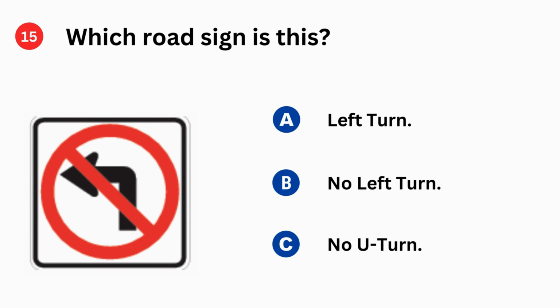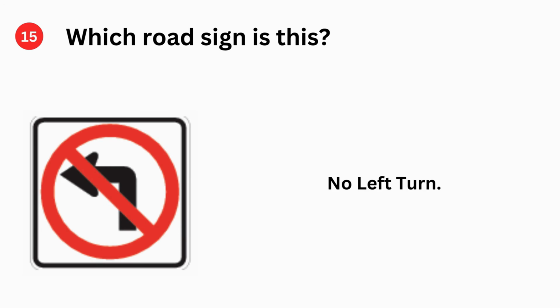Which road sign is this? A. Left turn. B. No left turn. C. No U-turn. Wonderful! It is the no left turn sign.